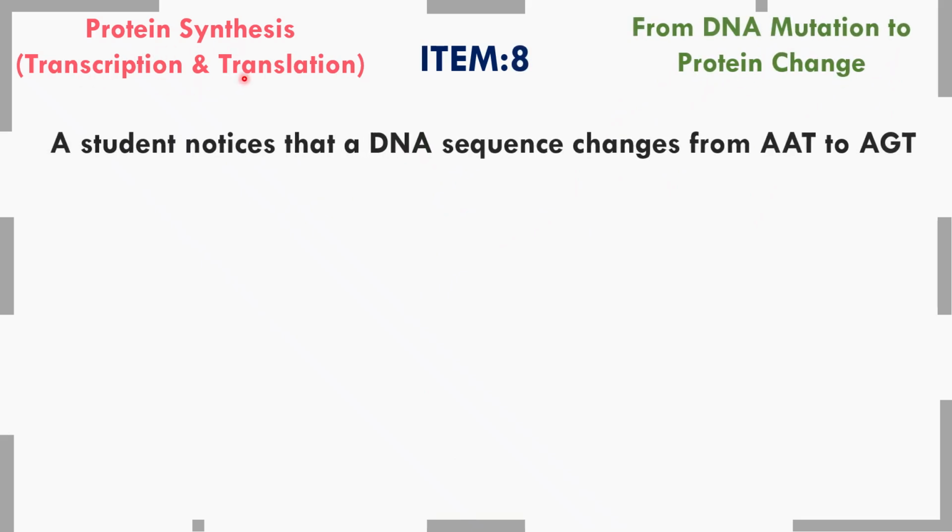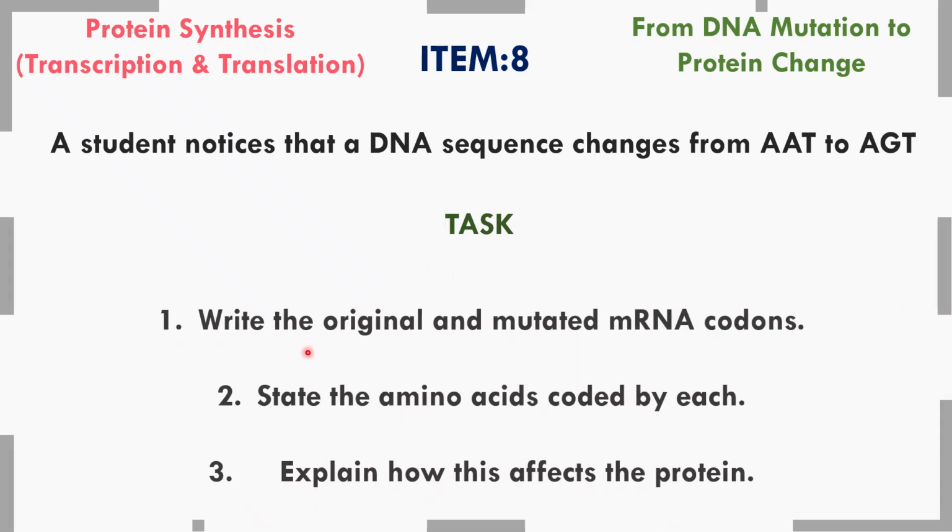Protein synthesis, transcription and translation: we are going to emphasize DNA mutation to protein change. Item 8. A student note says that a DNA sequence changes from AAT to AGT. Task. Write the original and mutated messenger RNA codons. State the amino acids coded by each. Explain how this affects the protein.